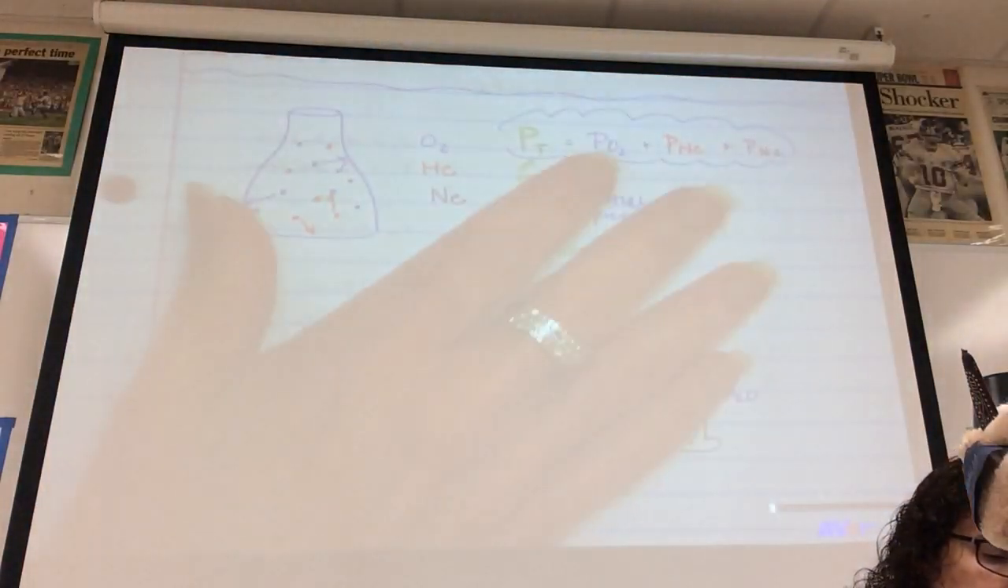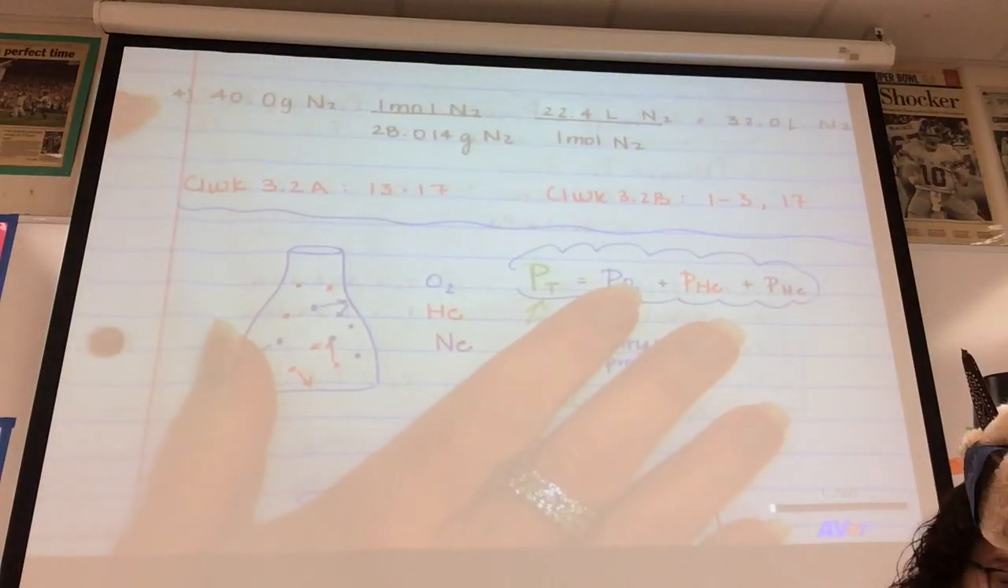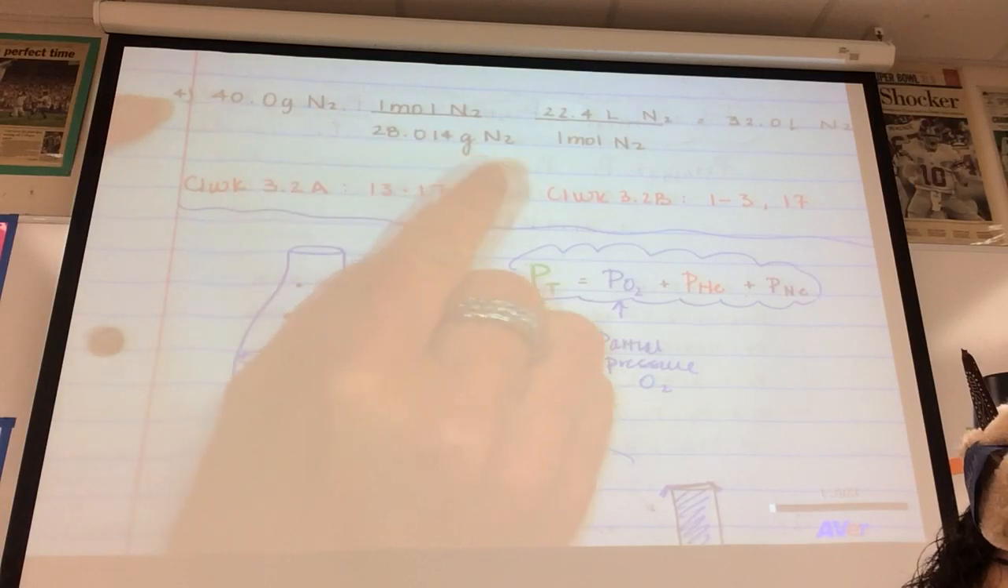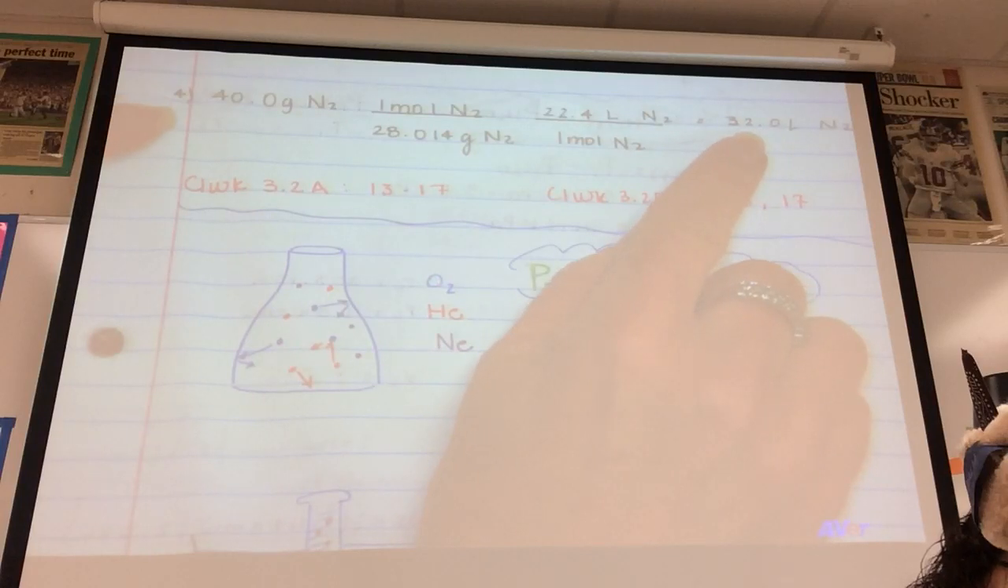And let's take a look here. On number 4, we've got 40 grams of nitrogen gas. Don't forget nitrogen's diatomic. 1 mole of any gas is equal to 22.4 liters of space at STP, and you get 32.0 liters of nitrogen gas.